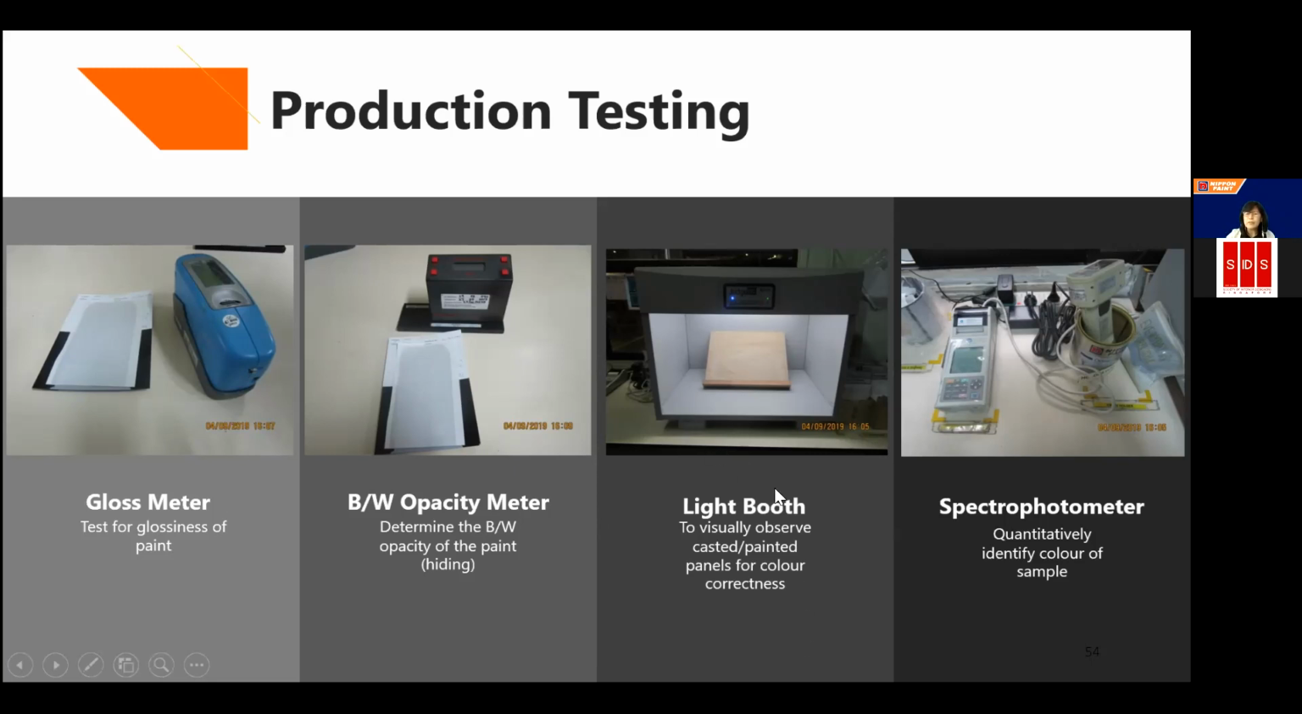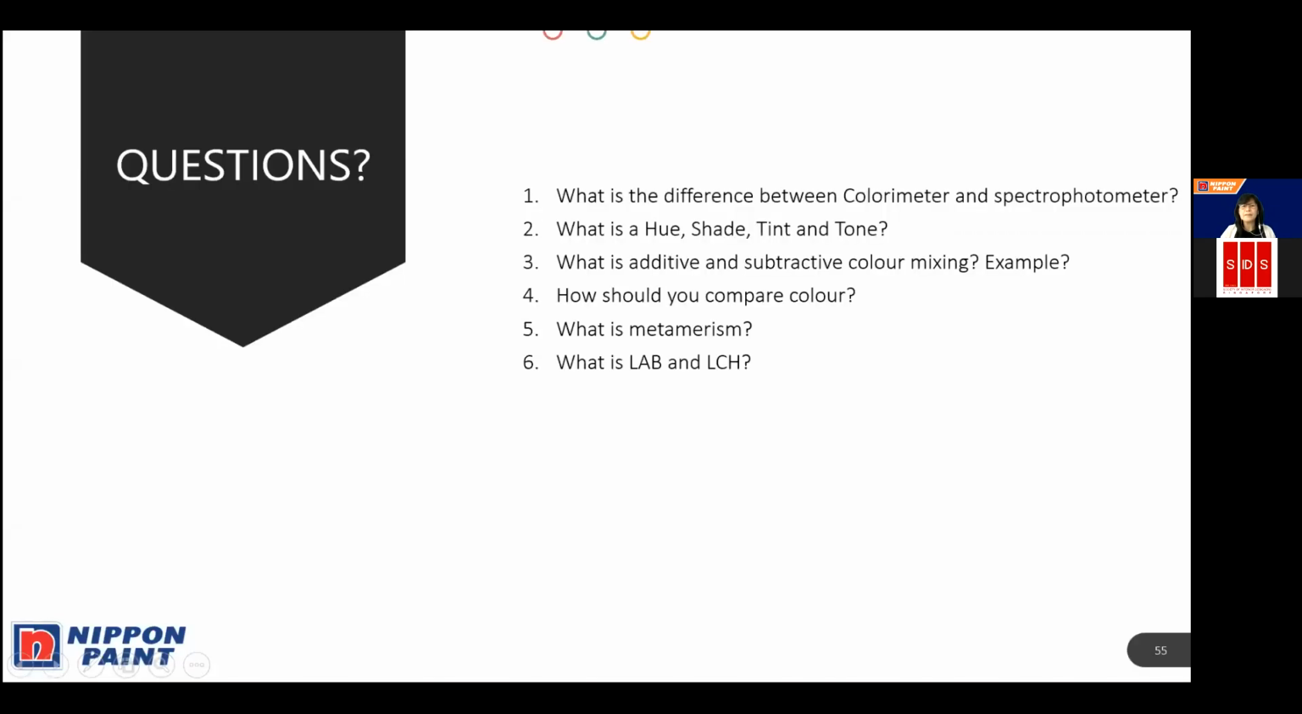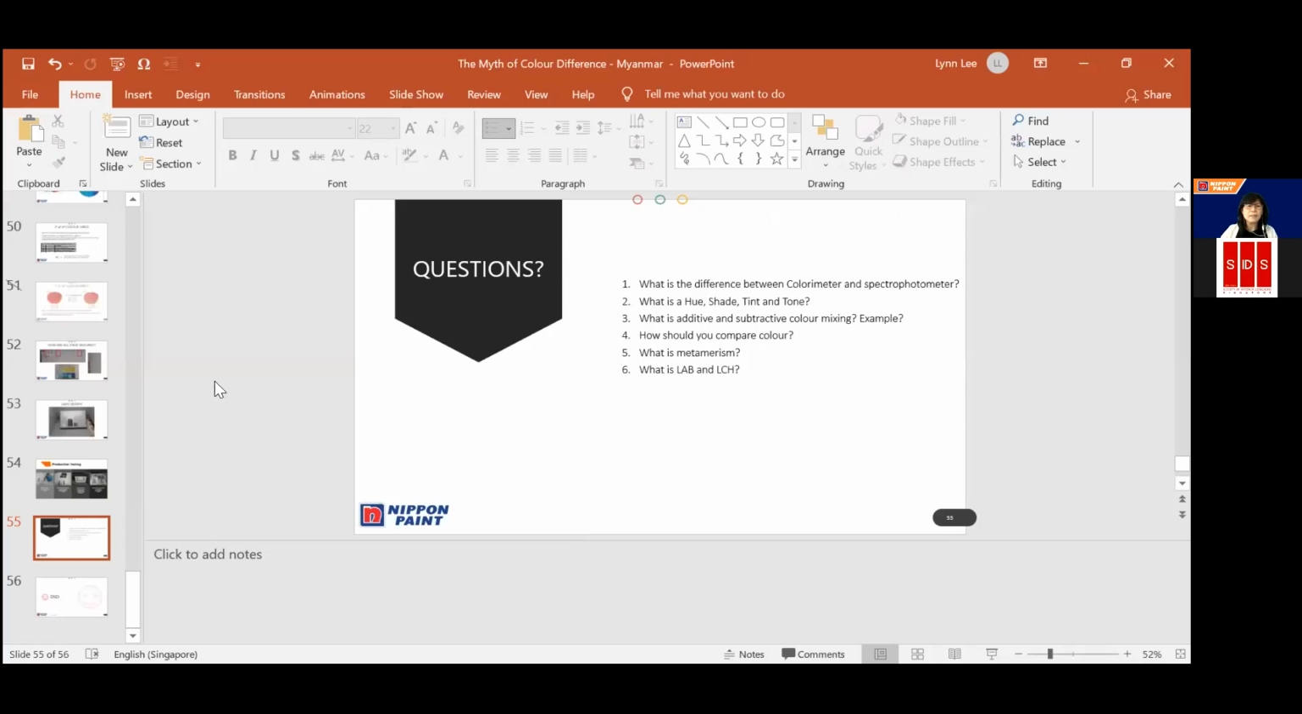We also have a light booth, as mentioned earlier, to look at the behavior of the color under different types of lighting, to ensure that the color is correct. So the spectrophotometer is basically to measure and quantify the color. All right, so I'm here now to take questions if you have any.